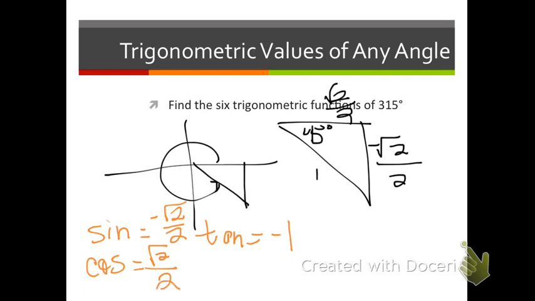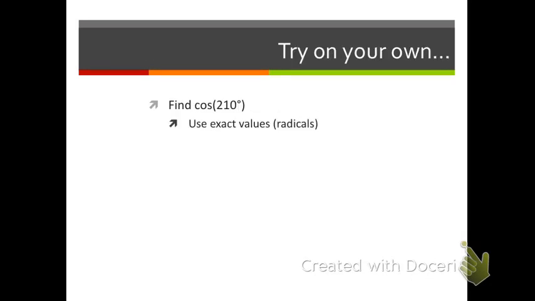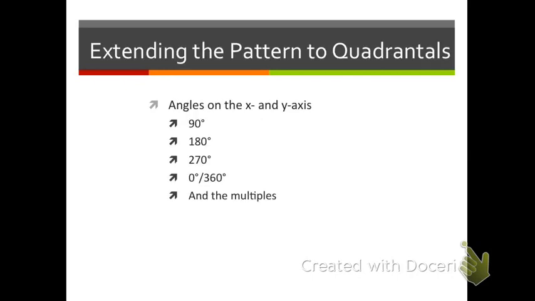And then the reciprocals, if I flip root 2 over 2, I'm going to have to rationalize that. So I'm going to end up with just root 2, because I'll get 2 in the denominator, 2 root 2 in the numerator, and those 2 cancel out. So try this. Try to find the cosine of 210. If possible, or if necessary, use radicals for that.